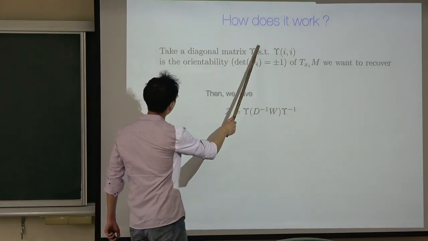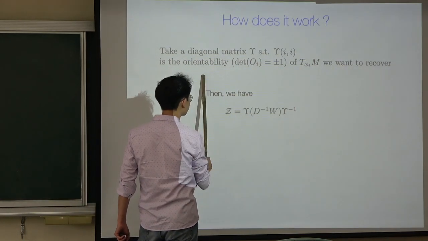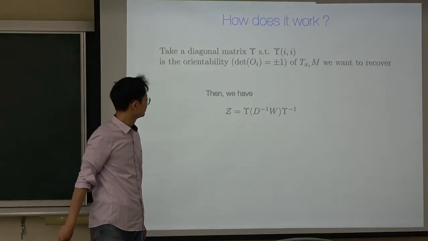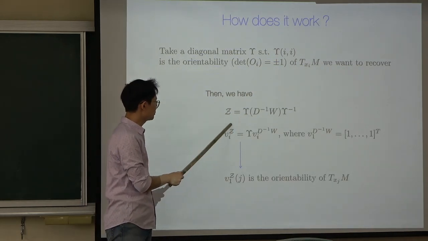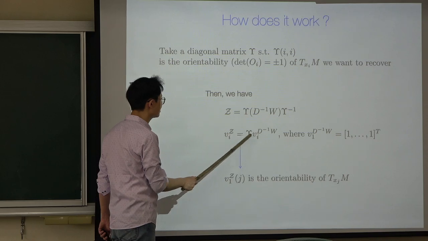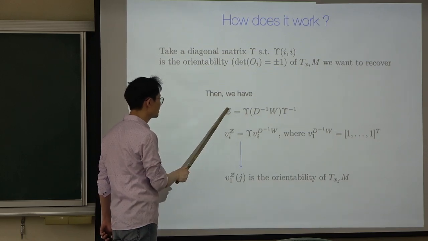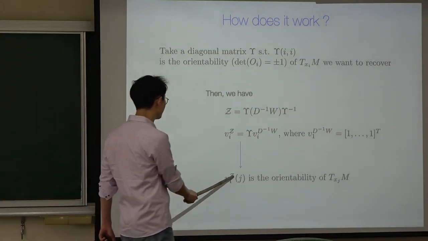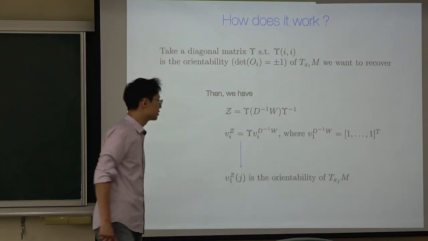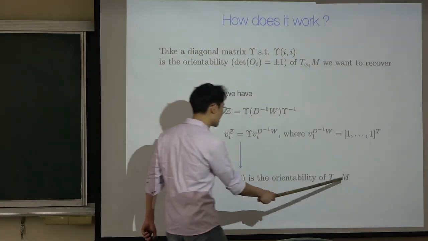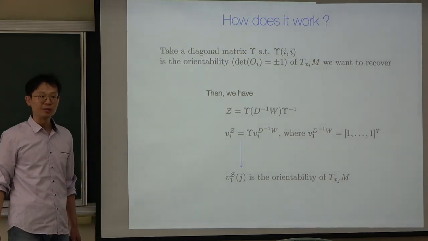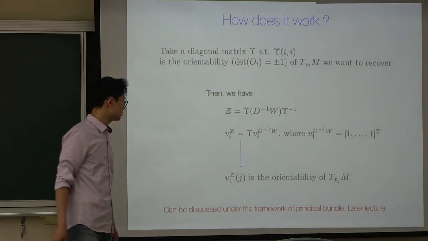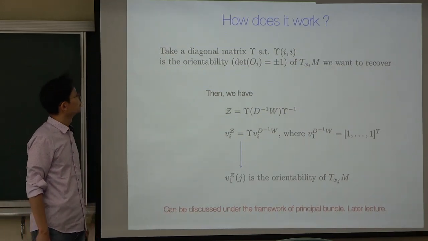So by taking this into account, you will immediately see this. So this is a relationship we obtain. And now, if you evaluate the top eigenvector, this is E inverse W top eigenvector, then the VIZ, the top eigenvector of Z, will be gamma times this guy. Okay, so VIZ is the orientability of the tangent space at xj. That is what it tells you. And again, this can be discussed under the framework of principal bundle, and we will talk about that framework later.